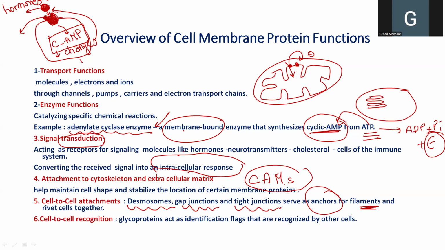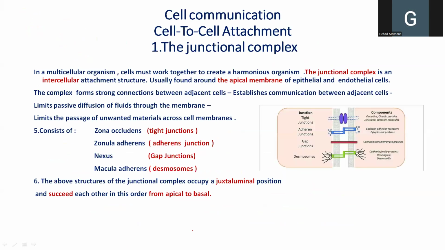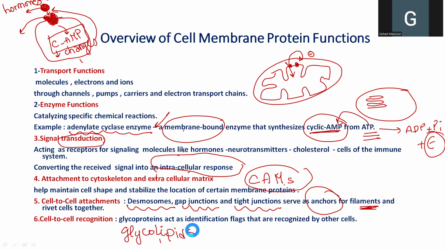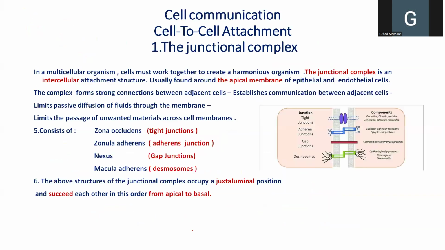Number 6, we have cell-to-cell recognition, and we have talked about the glycoproteins and the glycolipids. You can also add here the glycoproteins and the glycolipids that act as flags that help identification of cells by other cells. We have explained CAMs in video number 4, and now we're going to explain in detail the desmosomes, the gap junctions, and the tight junctions. And this would be an answer in a free response question that asks you about cell communication.